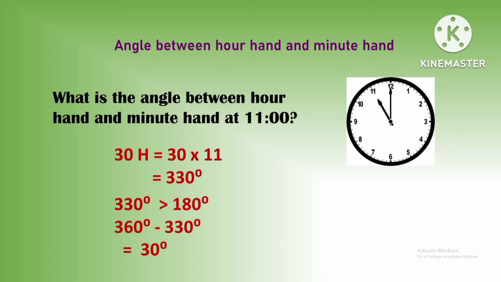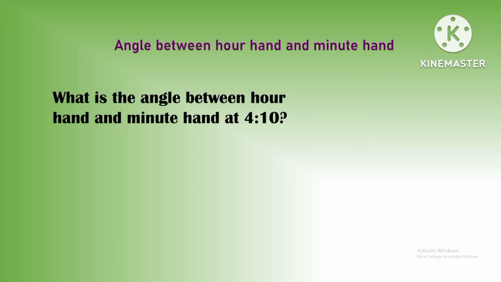So far we have solved the problems when the minute is 0, right? That is, the minute hand is in the place of 12. So we have directly applied the formula as 30 H. Now we are going to solve the problem where the minute hand is in some other place. Let us solve those problems. So here is one problem.